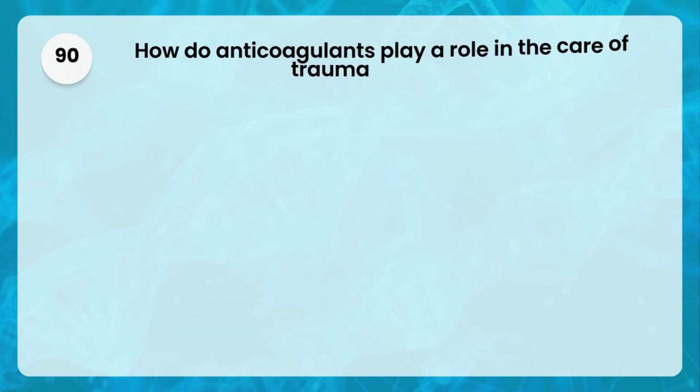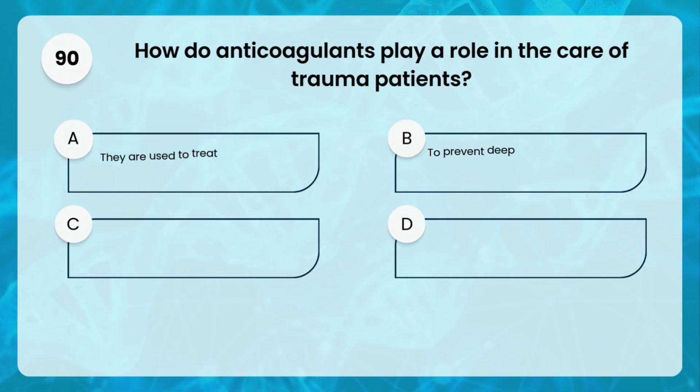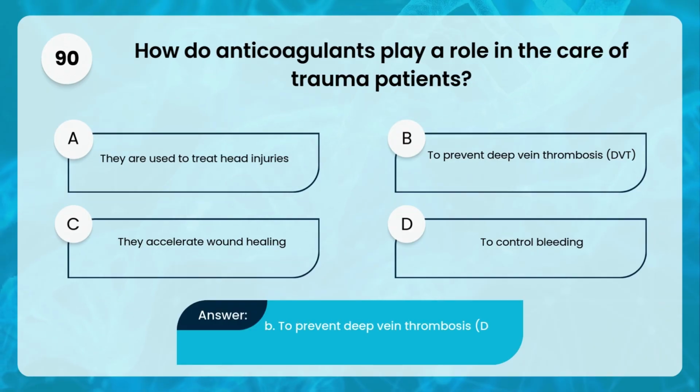90. How do anticoagulants play a role in the care of trauma patients? A. They are used to treat head injuries. B. To prevent deep vein thrombosis, DVT. C. They accelerate wound healing. Or D. To control bleeding. The answer is B. To prevent deep vein thrombosis.